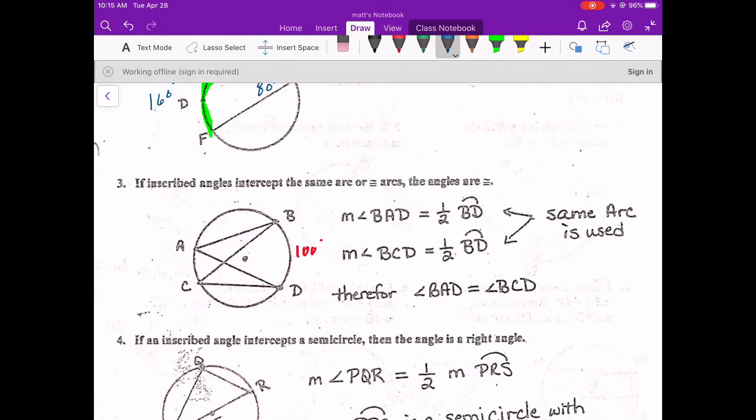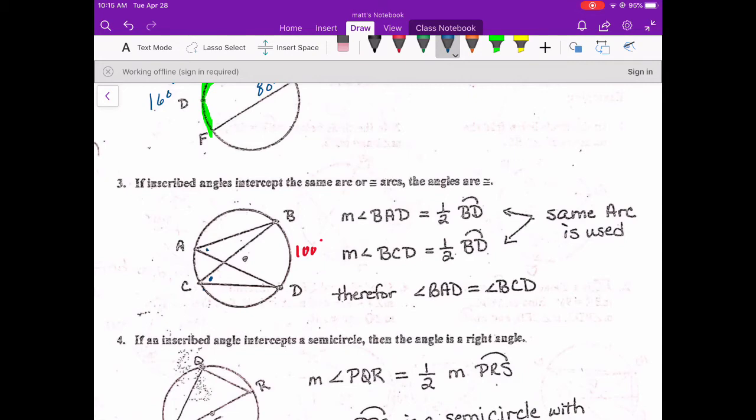A lot of you would have figured that out on your own, but just to make it clear visually, angle BAD here, just to be real specific. I'm talking about this angle right here. Angle BAD, that's an inscribed angle, and it goes with that arc BD, that's 100 degrees. And then angle BCD, which is this angle right here, that also goes with that arc BD.